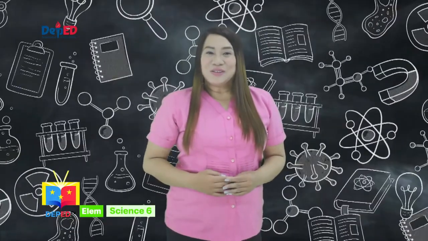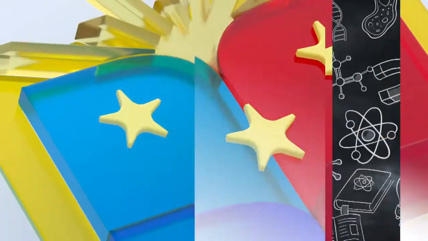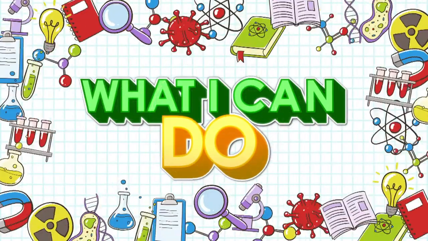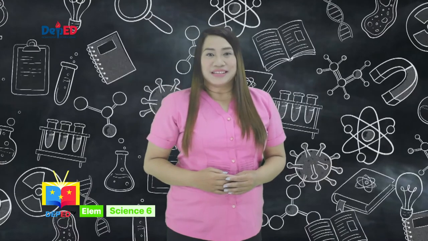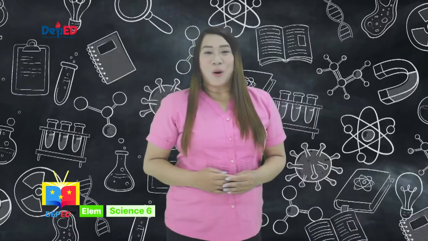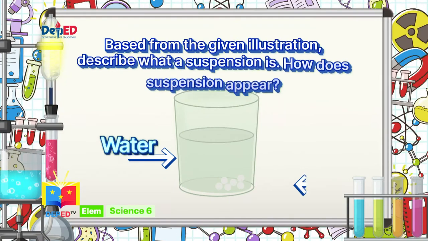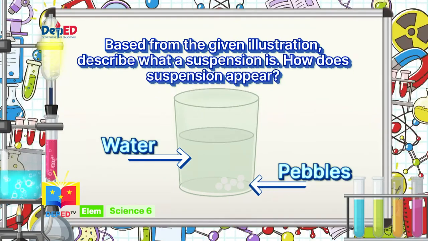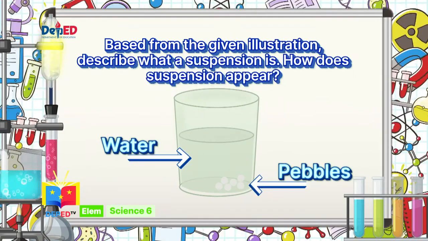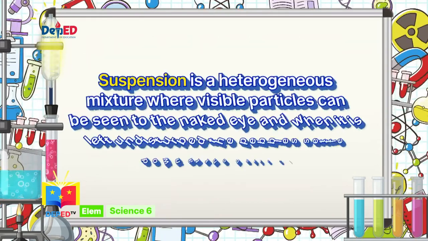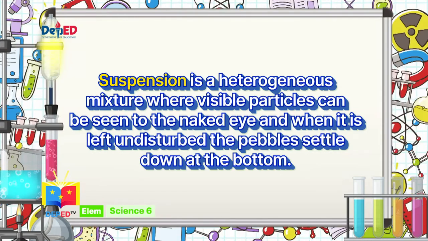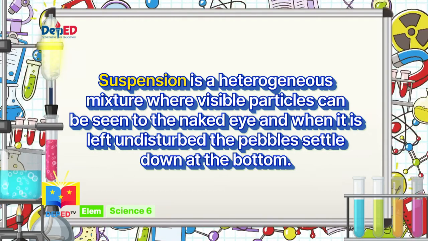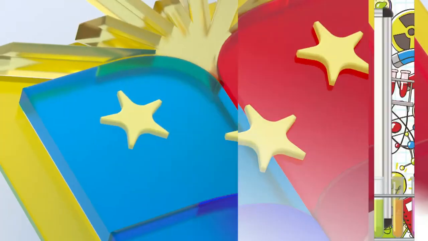Now, let's go to what I can do. Answer the following questions. Write your answers on your paper. Based from the given illustration, describe what a suspension is. How does suspension appear? Suspension is a heterogeneous mixture where visible particles can be seen to the naked eye, and when it is left undisturbed, the pebbles settle down at the bottom.